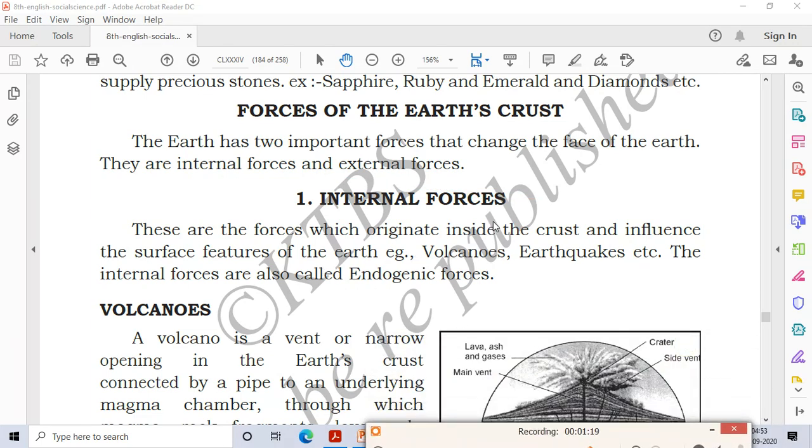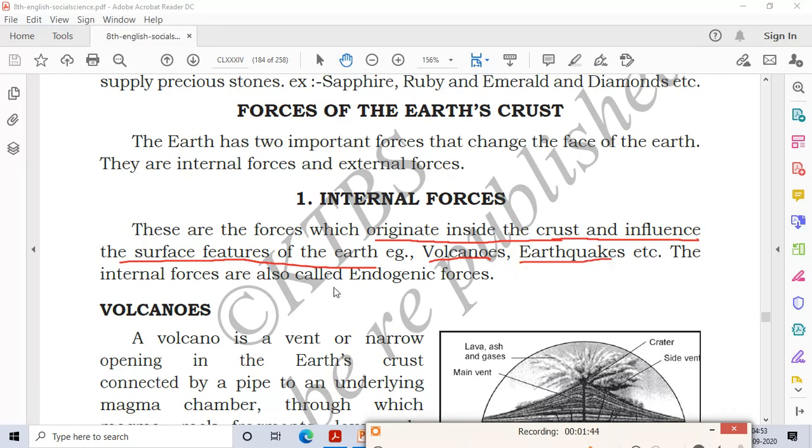These are the forces which originate inside the earth crust. Means they will start inside the earth crust and take their shape inside the earth crust, but they affect the outer surface of the earth. These forces originate inside the earth crust and influence the surface features of the earth. Examples of internal forces are volcanoes and earthquakes.